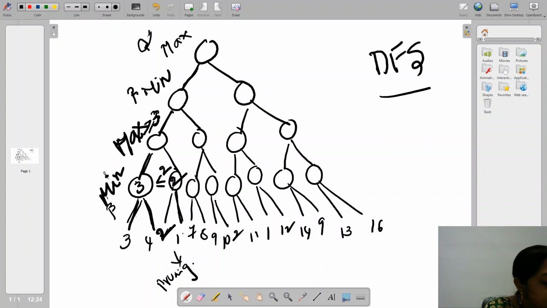For that reason I am taking 2 directly here. 2 directly I am taking here, and I know that the value we are expecting here is always less than or equal to 2, because this is the minimum. And I know this value is always greater than or equal to 3, because I am taking the maximum value. But this is less than or equal to 2. Then what is the need to explore here? So I am just pruning this. I am not going to this part.